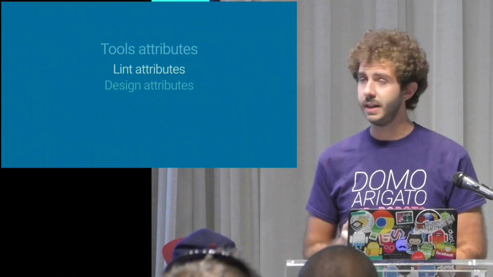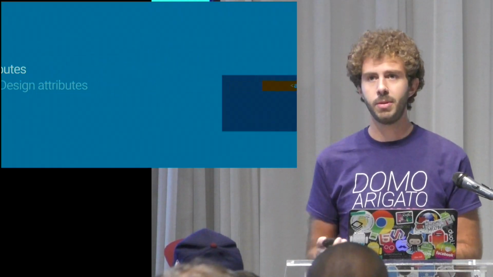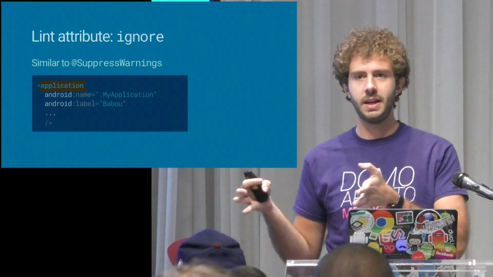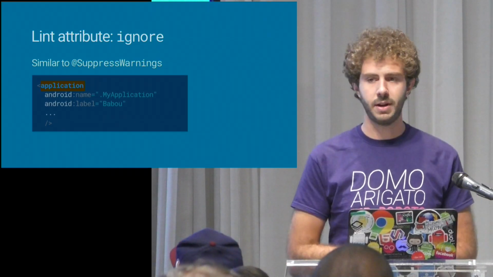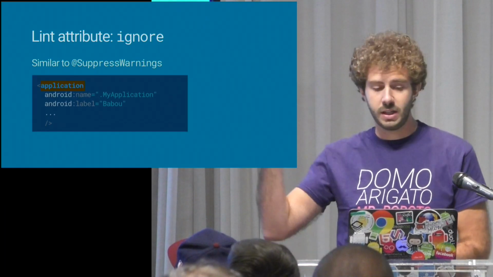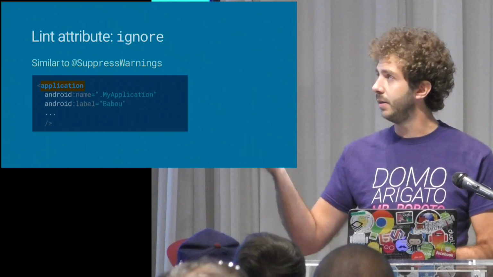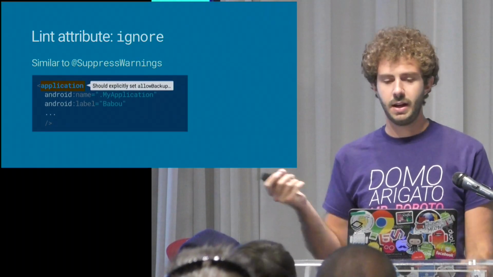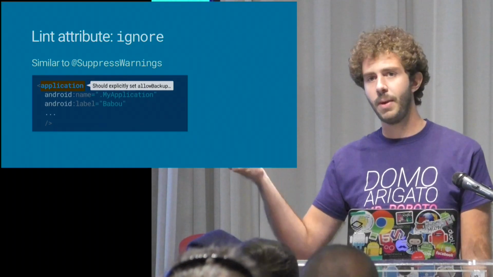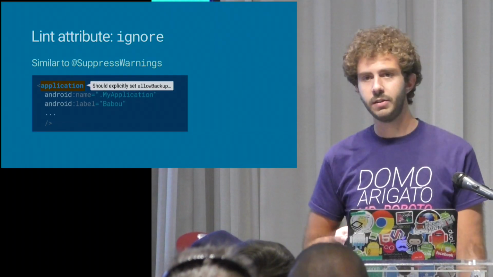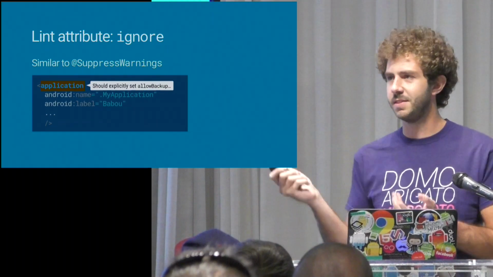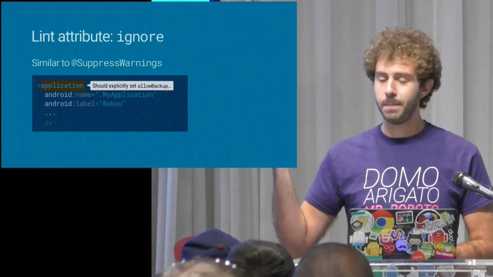The first Lint attribute, you probably have already seen it by now, is ignore. Ignore is basically the XML equivalent of the suppress warnings annotation that you use in Java. For example, here I have an application node in my manifest, and the IDE or Lint will point out that I'm not setting the allow backup attribute on it. What I should do is specify the attribute, but this is the first example I could think of.